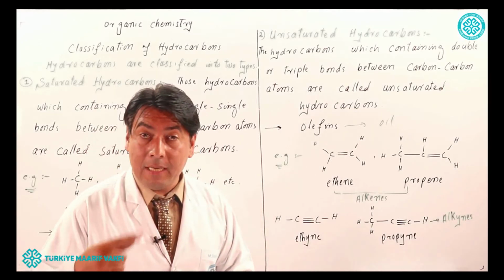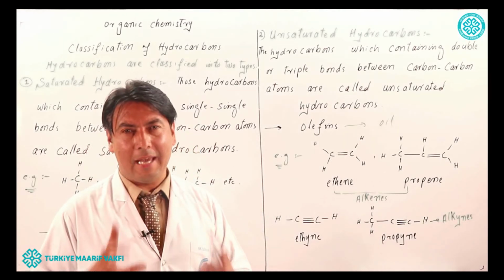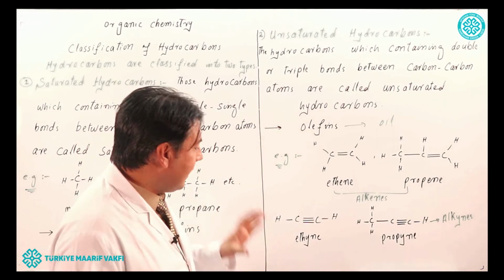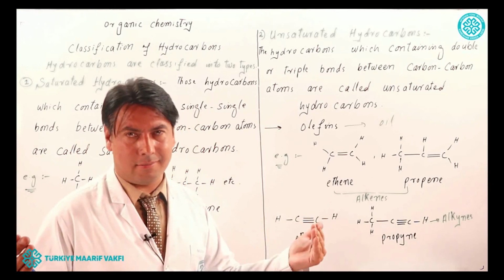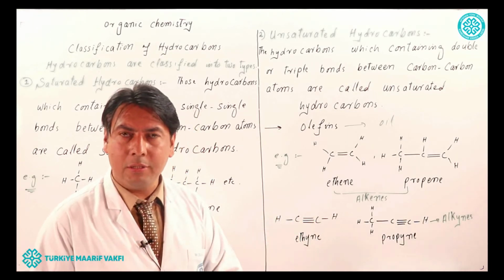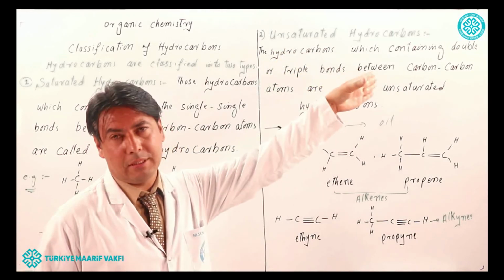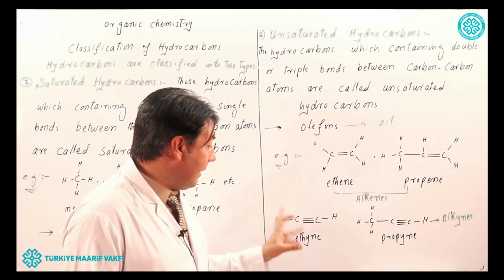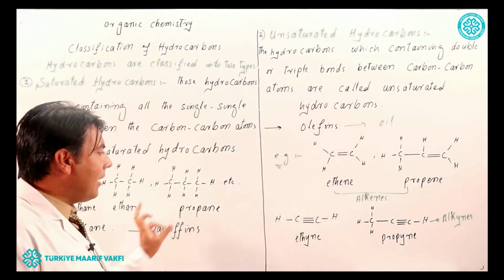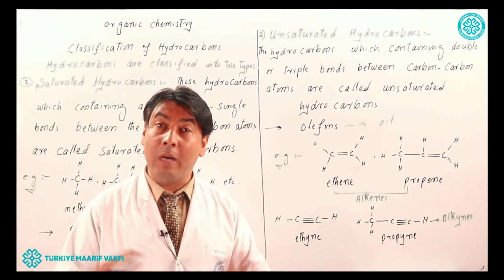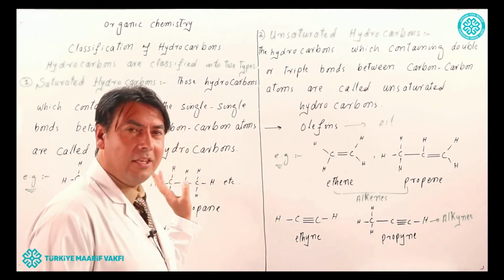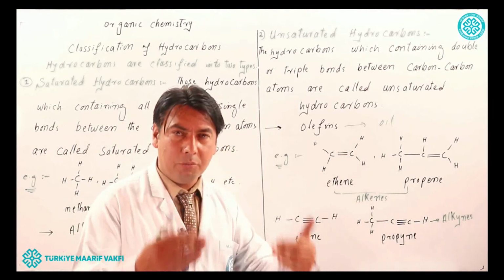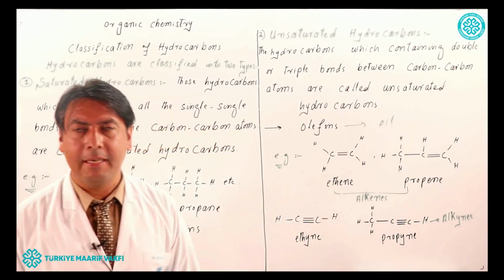Similarly, if the unsaturated hydrocarbons have triple bonds between the carbon atoms, then they are known as alkynes. This is also a type of unsaturated hydrocarbon. So alkynes, for example, ethyne. If they have a triple bond, the last a-n-e of alkane is replaced by y-n-e. Here, ethane becomes ethyne, then propyne, butyne, pentyne, hexyne, etc.